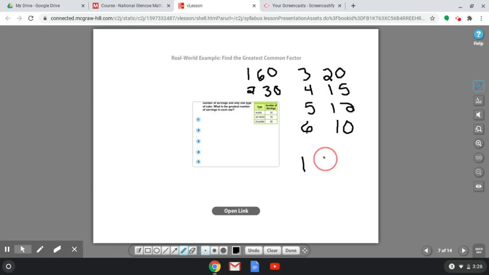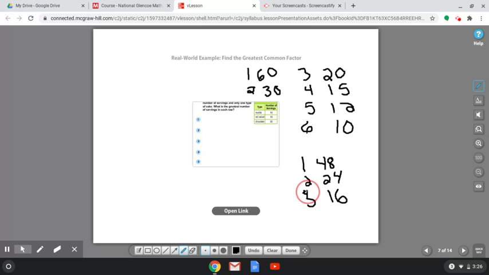List all the factors of 48. You know that 1 times 48 is 48. You know that 2 times 24 is 48. 3 actually does go into 48. 3 times 16 is 48.